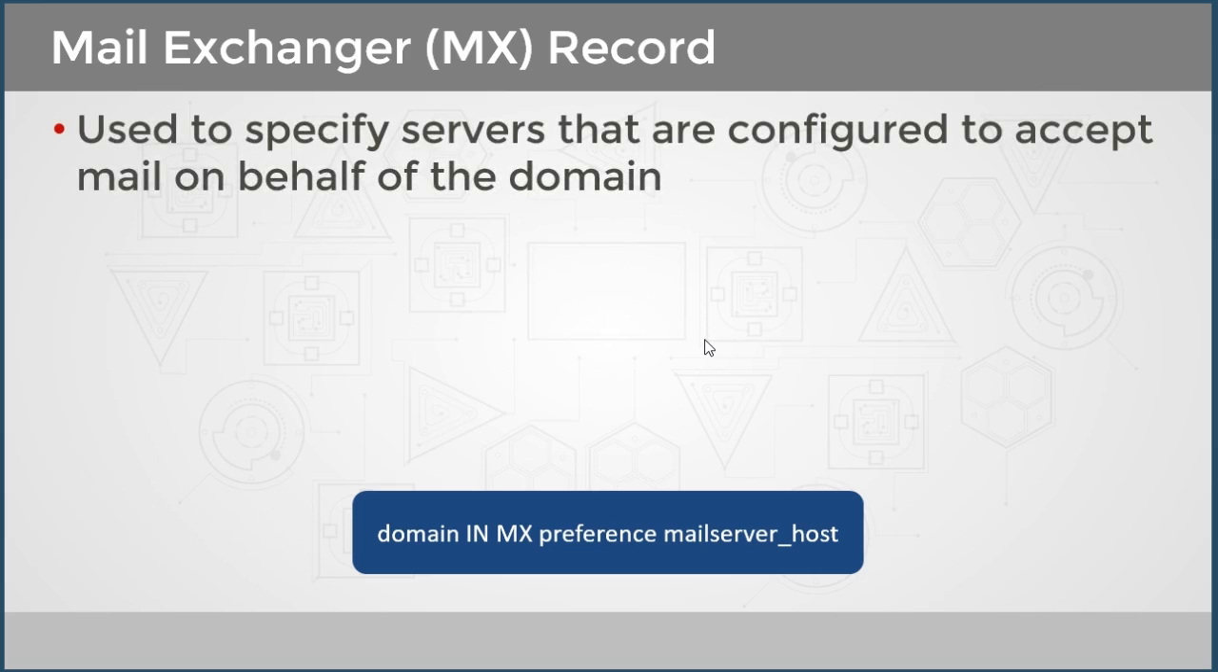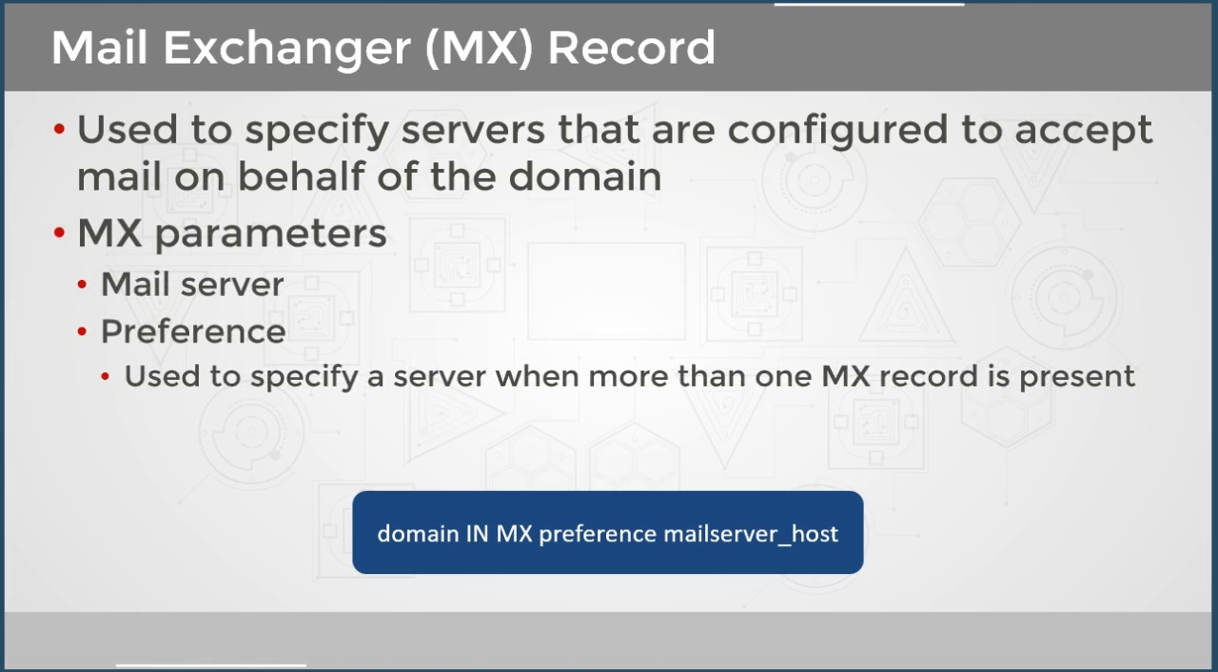The mail exchanger record, or MX record, is used to specify servers that are configured to accept mail on behalf of the domain. So when you send any email, for example, to any given domain, there has to be an MX record that indicates this is the mail server that will accept that mail and process it. So the parameters include the mail server itself and a preference, which is used to specify a server when there's more than one MX record present.